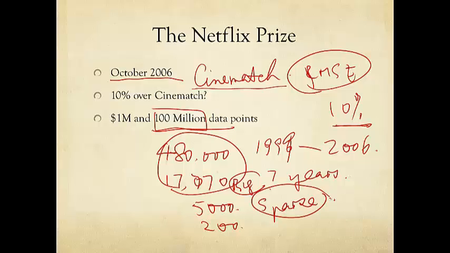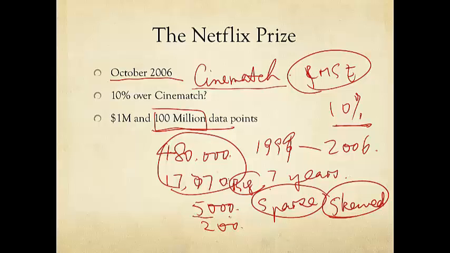Because only about 1% of the total number of possible ratings were actually known. Okay. If you multiply the number of movies with the number of users, you see this is actually a small number. And furthermore, it is skewed data.